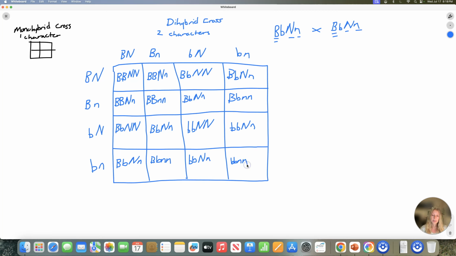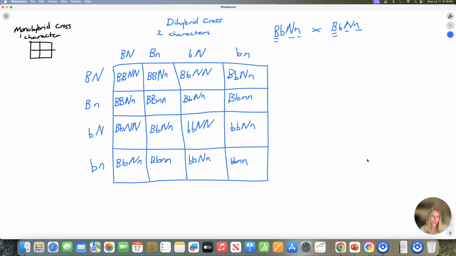lowercase n, lowercase n. Notice that I always write the capital letter first. That's just a general accepted way to write alleles and genotypes, which is to always write the dominant first followed by the recessive. So I made sure the first rule was that B's always came before N's, and then after that, if there was a capital letter, the capital letter would come first before the lowercase letter. That's all I was doing. So we have just filled out our first dihybrid cross Punnett square with 16 squares.